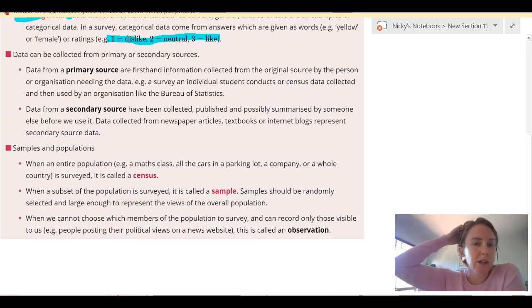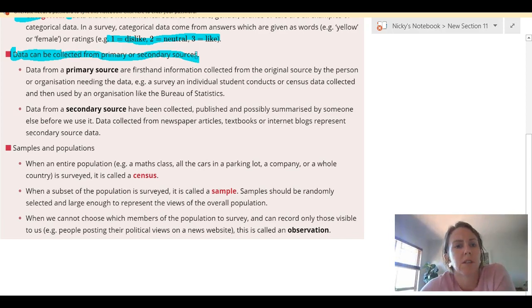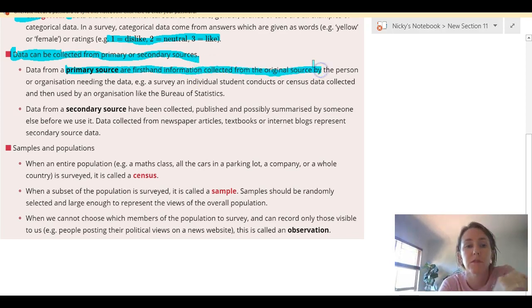Okay, so data can be collected from 2 different sources. So you might have come across these types of words in history studies. So we've got primary source and secondary source. Okay, when we're talking about data though, that means first-hand information for primary source collected from the original source by the person or organization needing the data.